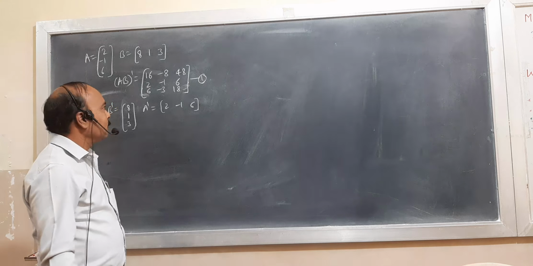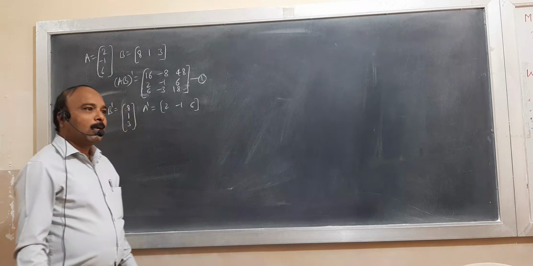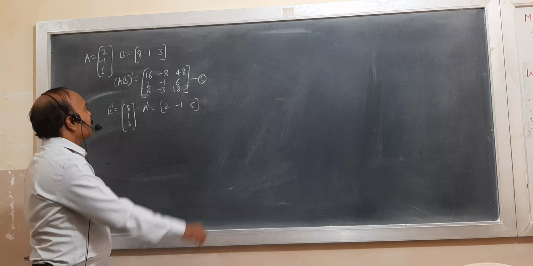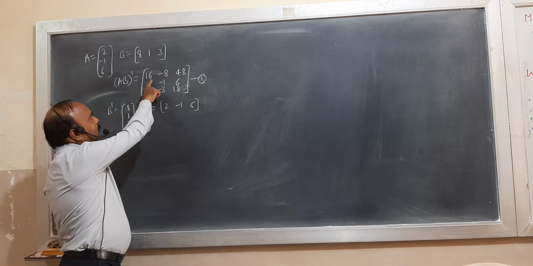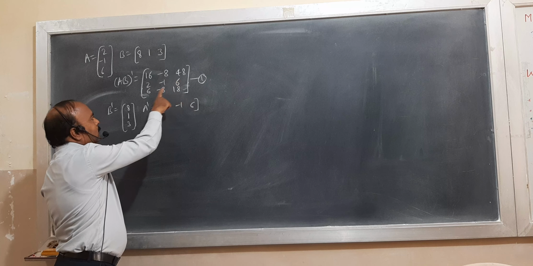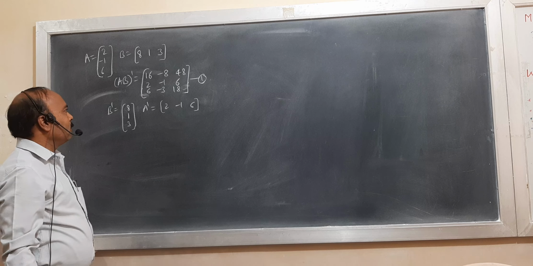Good morning, students. Yesterday we started one example, and that example we completed already. (AB)' equals [16 minus 8, 48; 2 minus 1, 6; 6 minus 3, 18]. This is the value of (AB)'.